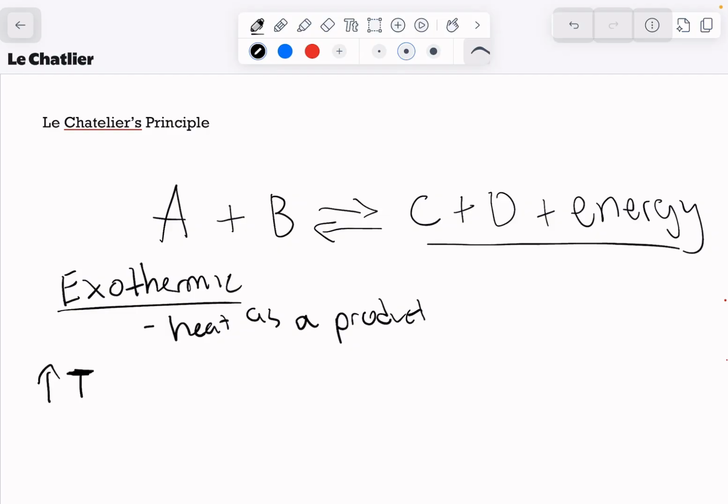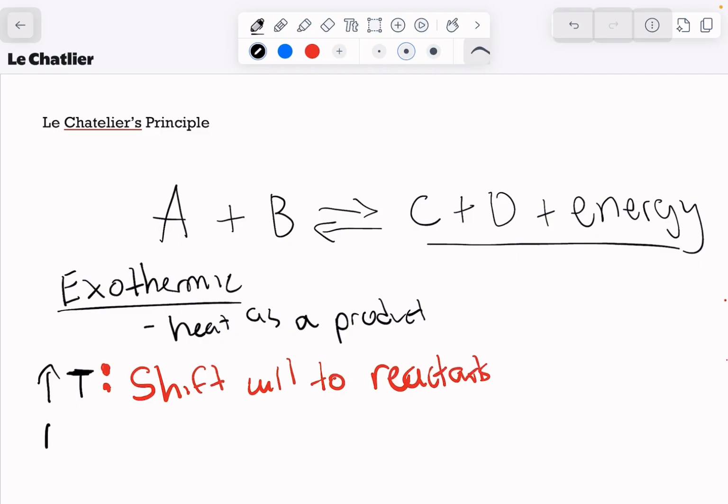So now, what would happen if we were to increase the temperature? If the heat is a product, if we think back to the fundamentals of Le Chatelier's principle, when you increase product, the system shifts to the side of the reactants. It wants to sort of make up for that excess product, so it uses up that product to conduct more reactions that favor the reactants. So the system will shift to reactants.